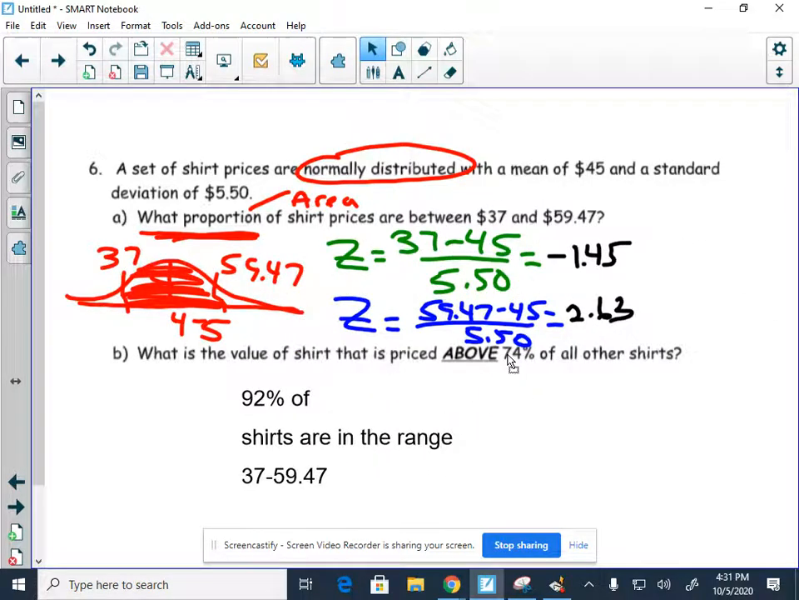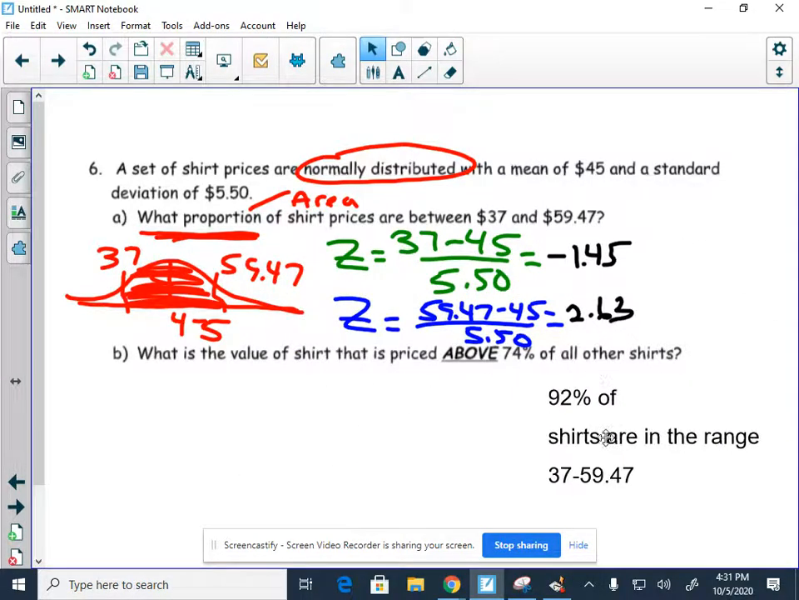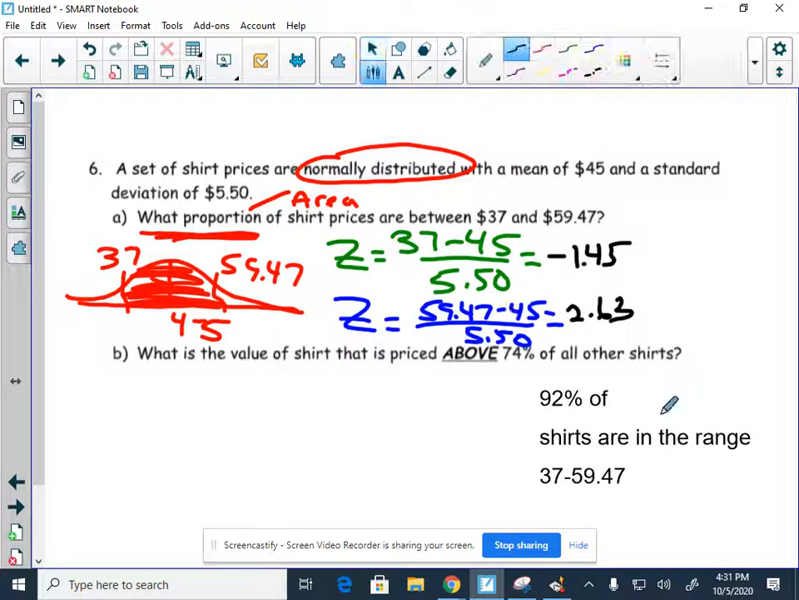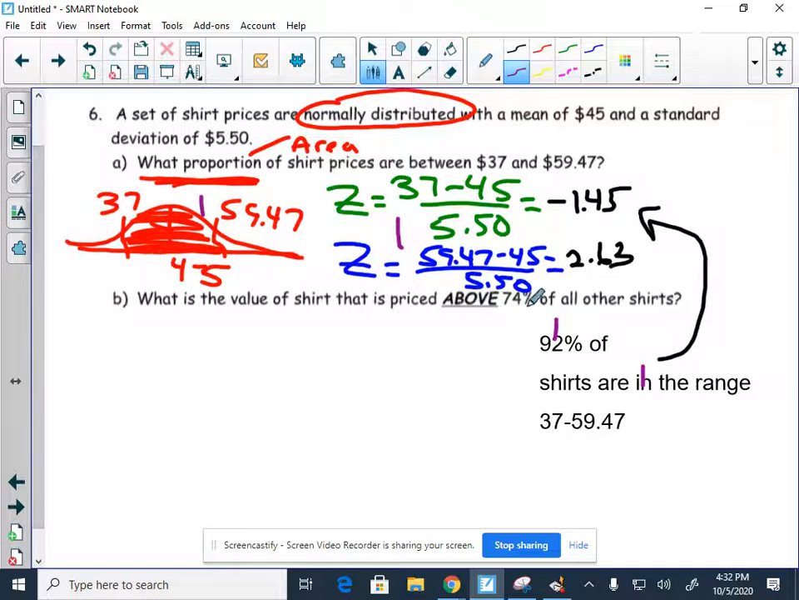92% of the shirts are in the range 37 to 59.47. That's the final point. Again, we need all these points. We need one for the area, one for the 2 z-scores, one for the answer, and one for the context. All right, part 6. I'm going to cut that off because that one goes up here.